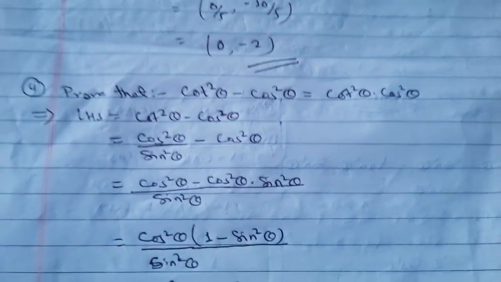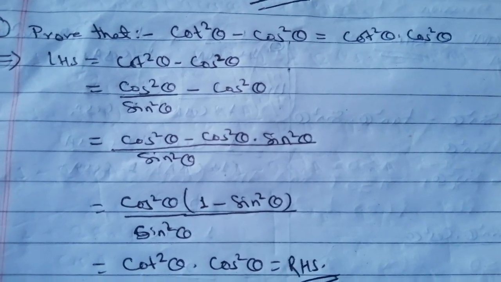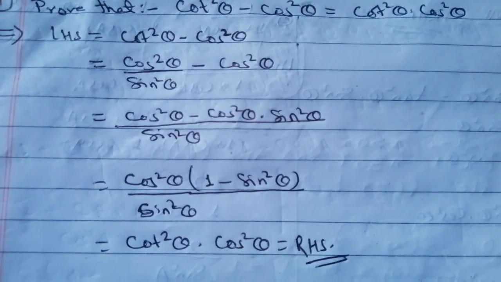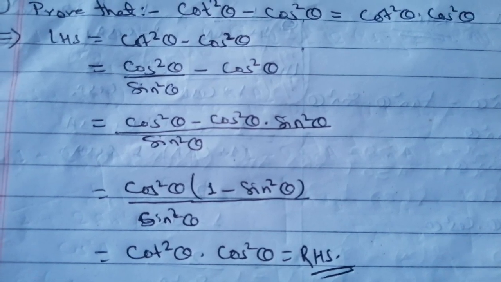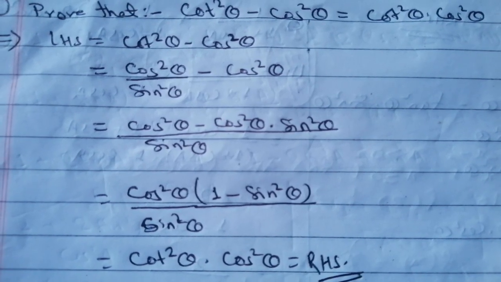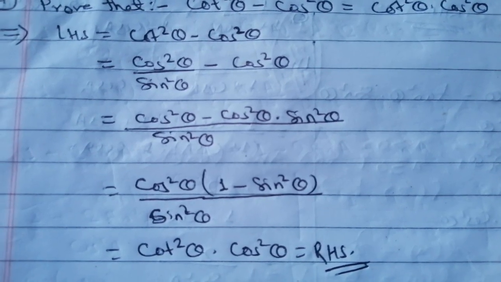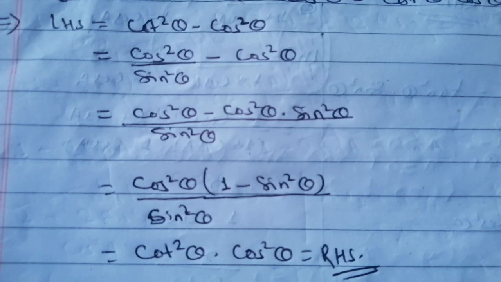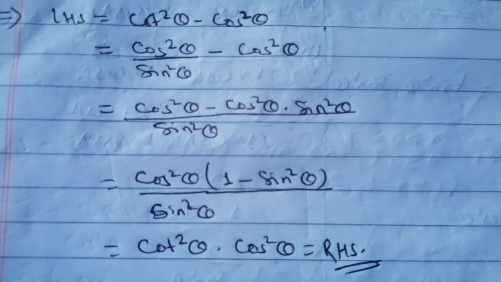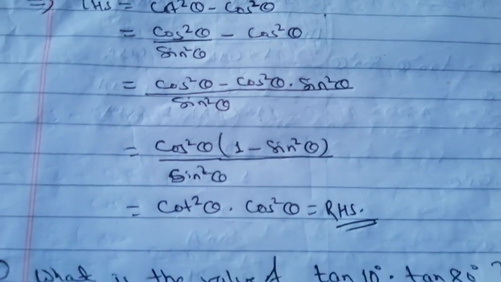Similarly, the next question, proving cot²θ - cos²θ = cot²θ · cos²θ. So taking LHS, cot²θ means cos²θ/sin²θ, then sin²θ LCM, cos²θ - sin²θ · cos²θ, cos²θ common, remaining is 1 - sin²θ. So cos²θ/sin²θ is cot²θ and 1 - sin²θ is cos²θ. In this way we get RHS.